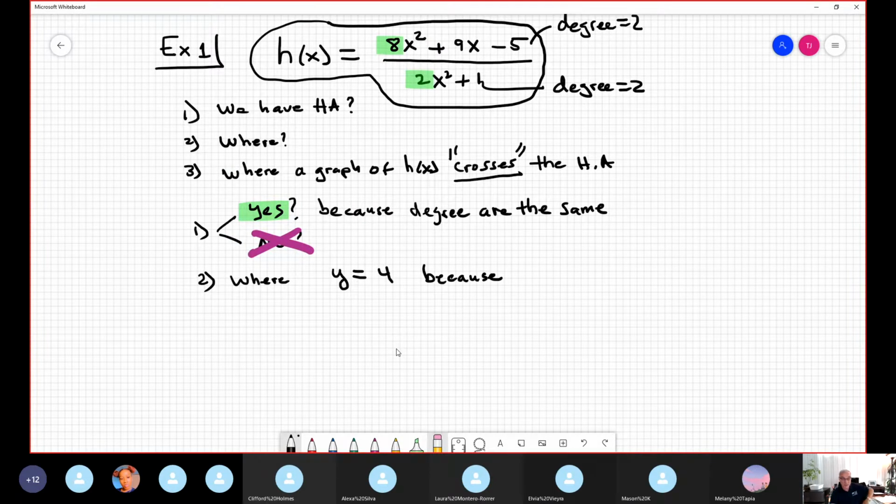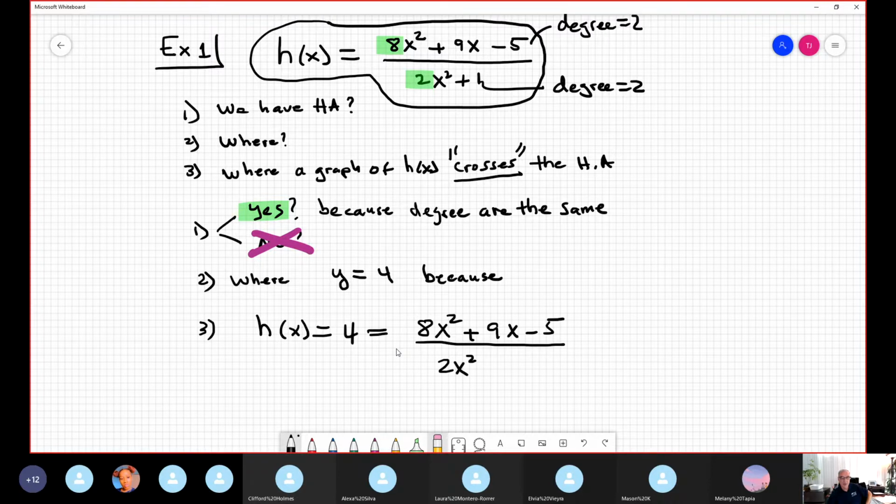Okay, now the next problem is identifying if my curve crosses or not the horizontal asymptote. Sometimes this happens, but seldom, not frequently, not often. But we need to investigate always, because this represents an important point. And number 3 is I want to investigate if that function h of x is equal somehow or somewhere to 4, the value of the asymptote. So you set up that equation: 8x squared plus 9x minus 5, divided by 2x squared plus 1.